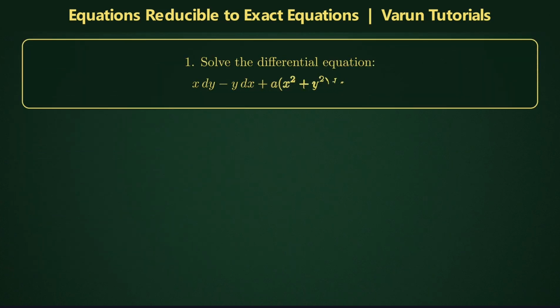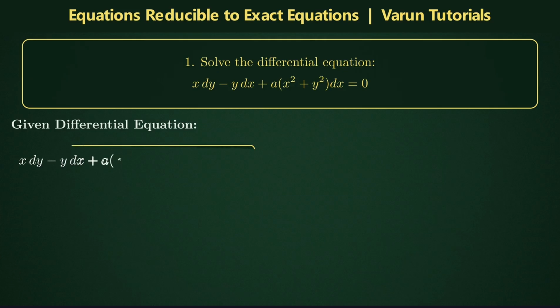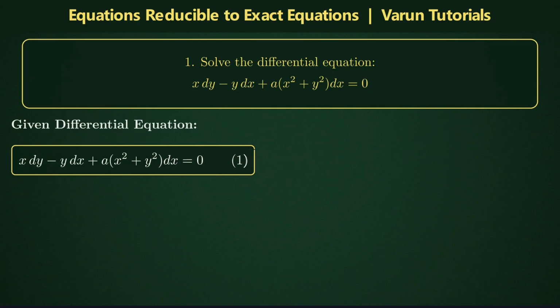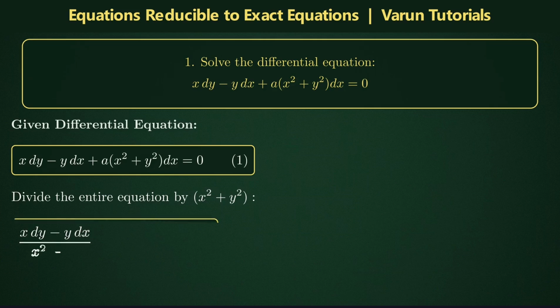Let's solve the first question. x dy minus y dx, plus a times the quantity x squared plus y squared dx, equals 0. We start with the given differential equation. The equation is x dy minus y dx, plus a times the quantity x squared plus y squared dx, equals 0. To group the terms x dy minus y dx, we divide the entire equation by x squared plus y squared. This gives the fraction x dy minus y dx over x squared plus y squared, plus a dx, equals 0.